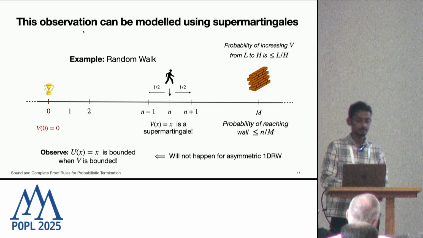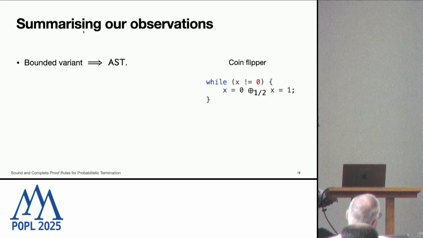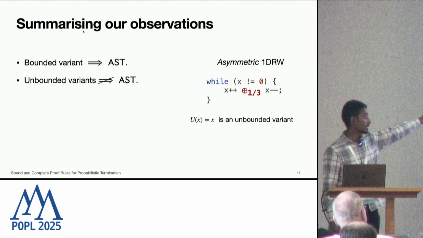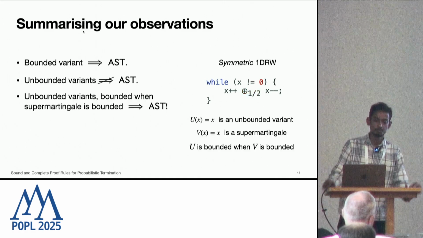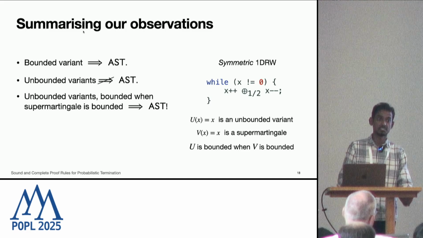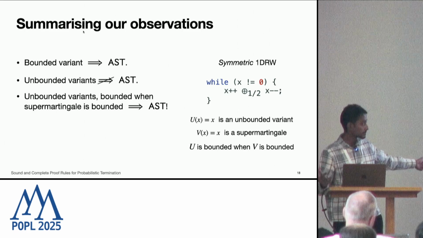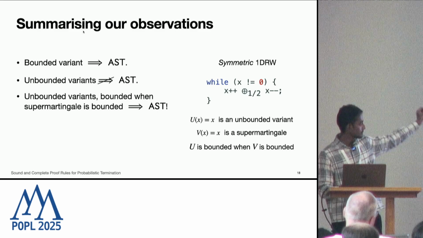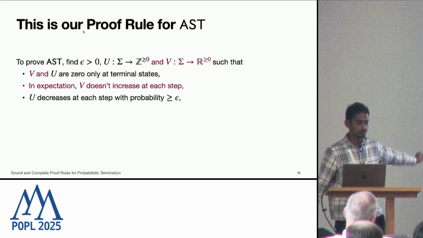Okay? So let's summarize. What do we know? We know that with the bounded variant, we have almost sure termination. We know that with unbounded variants, we don't really have anything. But if we have an unbounded variant that is bounded when an associated supermartingale is bounded, we seem to have almost sure termination. And this third point is exactly our proof rule for almost sure termination.